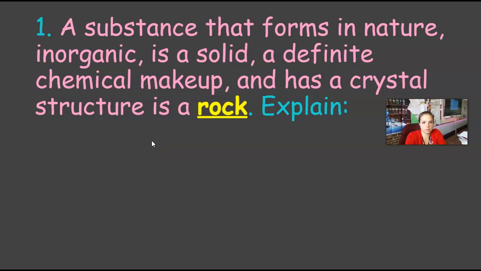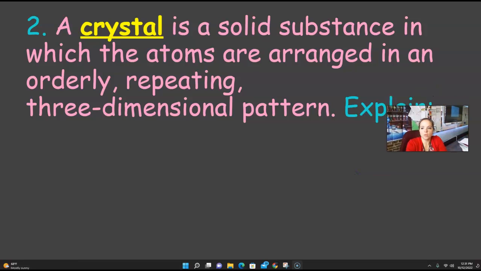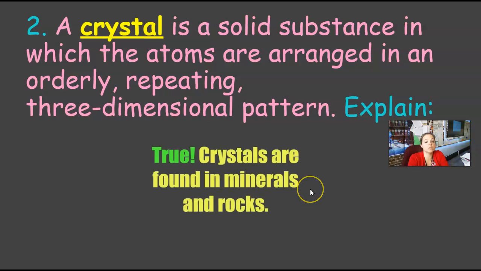True or false? All right. So it is false. This is a mineral. A mineral has all 5, while rocks only have 2. So make sure to write this down. A crystal is a solid substance in which the atoms are arranged in an orderly, repeating 3-dimensional pattern. So this should be true. Absolutely. Crystals are found in minerals and in rocks.